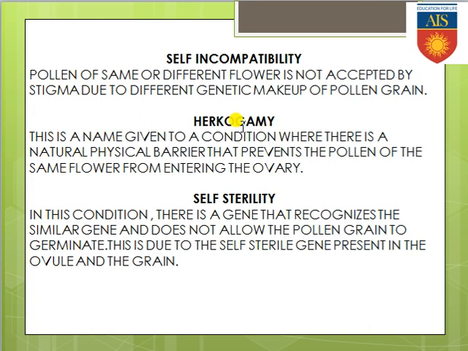Herkogamy: a natural physical barrier is present between the pollen grain of the anther and the stigma of the female part, so self-pollination cannot take place. And self-sterility means either the pollen grain or the ovule or ovary will sterilize itself due to the presence of a self-sterile gene. So when it sterilizes itself, to resist self-pollination, the plant has to prepare for cross-pollination. So up to this slide we have completed in this video.